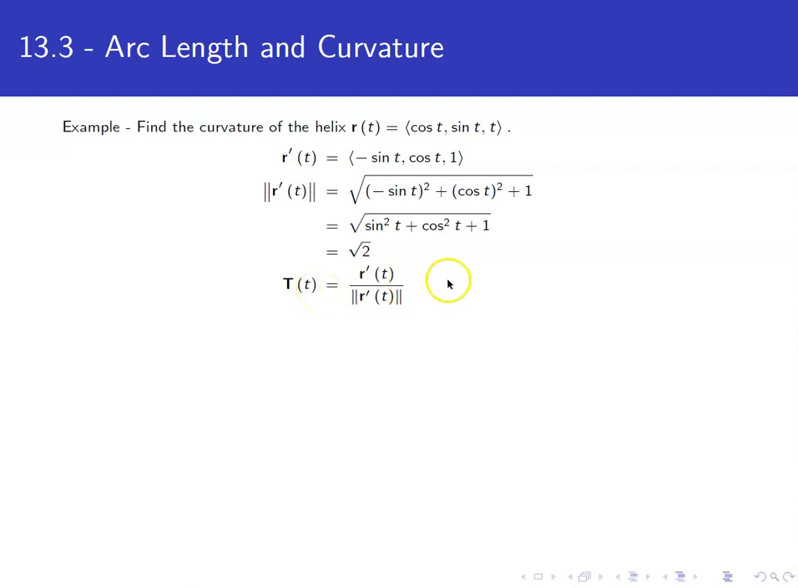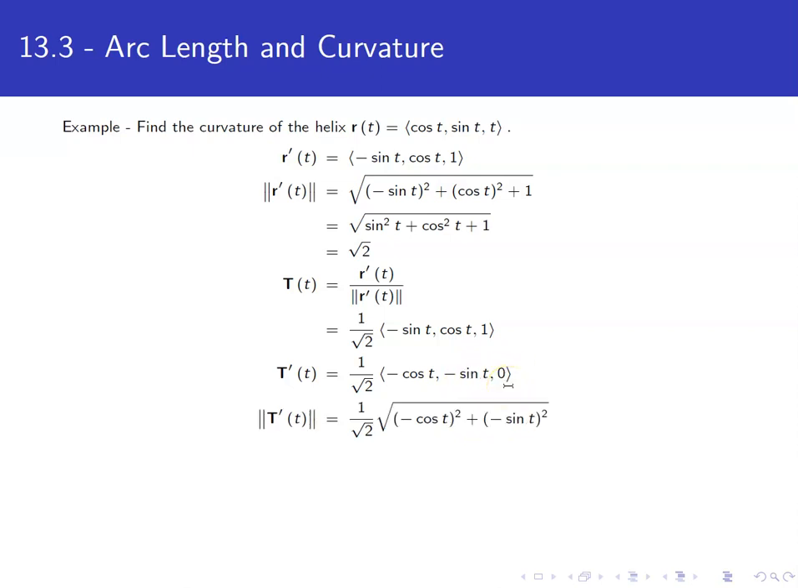The unit tangent vector is the derivative over the magnitude of the derivative, so we'll just get 1 over root 2 times the derivative function. The derivative of that is 1 over root 2 times negative cosine t, negative sine t, 0. Finding the magnitude of that vector is 1 over root 2. So now we can find the curvature. It's the magnitude of the derivative of the tangent vector over the magnitude of the derivative of the vector valued function. So we'll get 1 over root 2 all over root 2, which gives us a half.